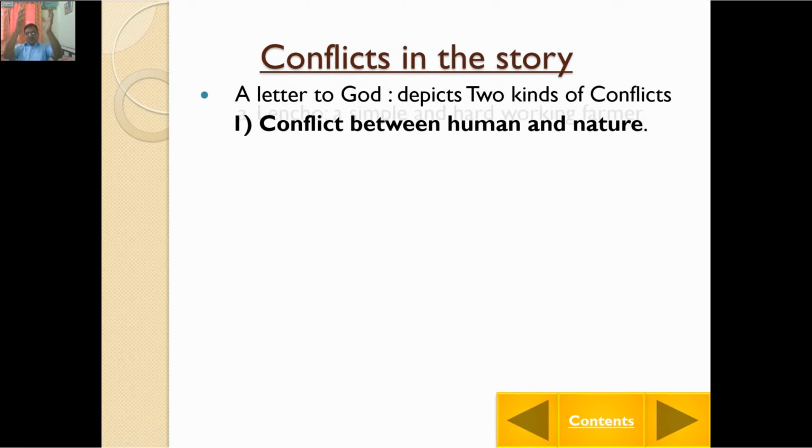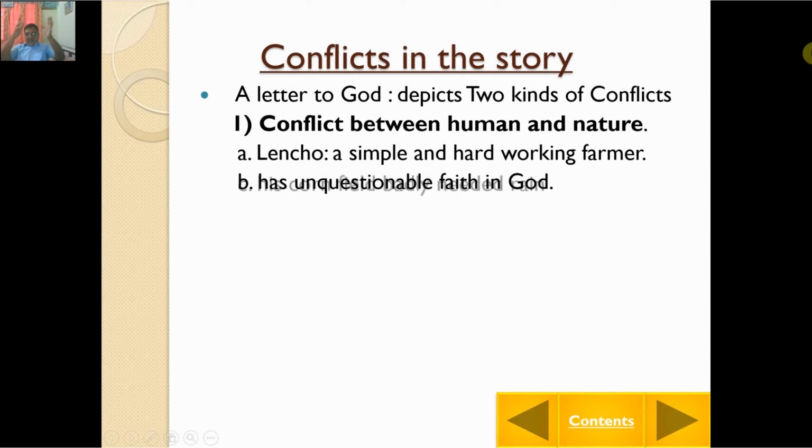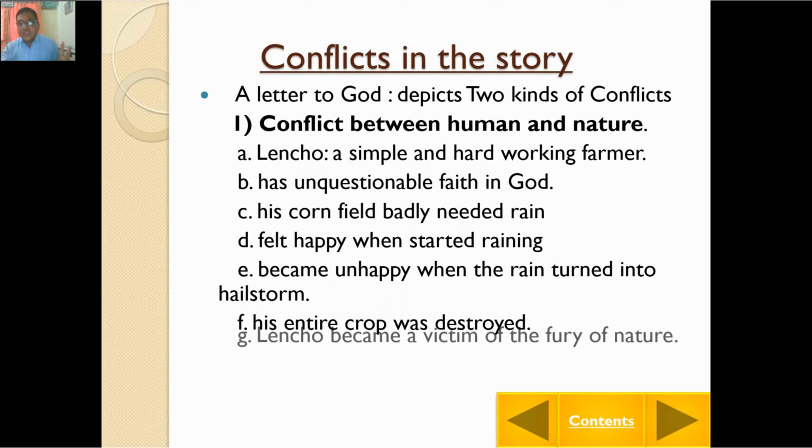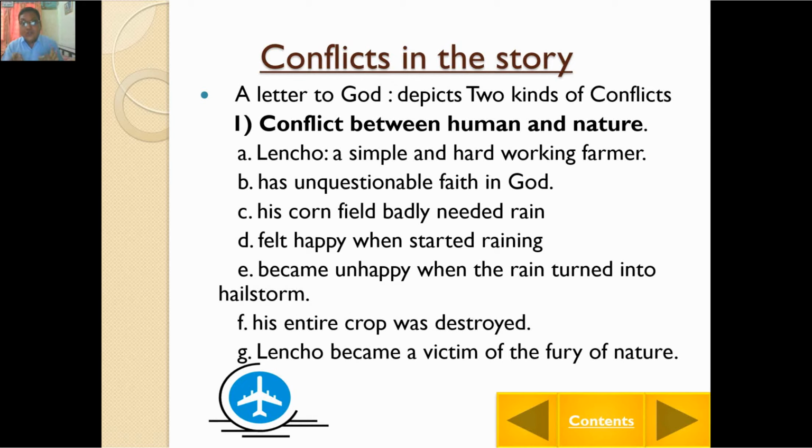We come across conflicts in the story. There are different kinds of conflicts in the story. A Letter to God depicts two kinds of conflicts. First, the conflict between human and nature. Lencho, a simple and hardworking farmer, has unquestionable faith in God. His cornfield badly needed rain. He felt happy when it started raining, and became happy when the rain turned into hailstorm. His entire crop was destroyed. Lencho became a victim of the fury of nature.